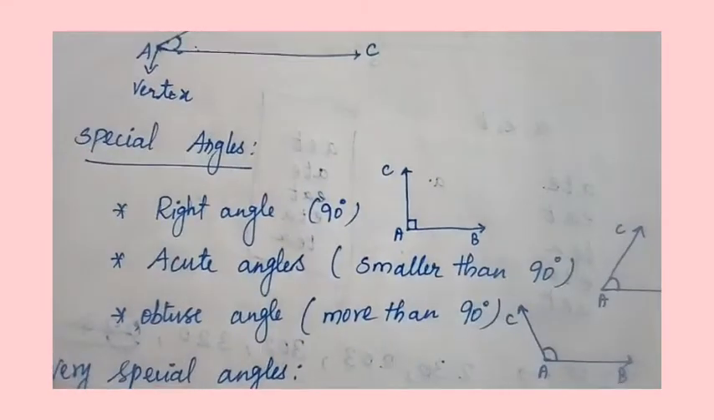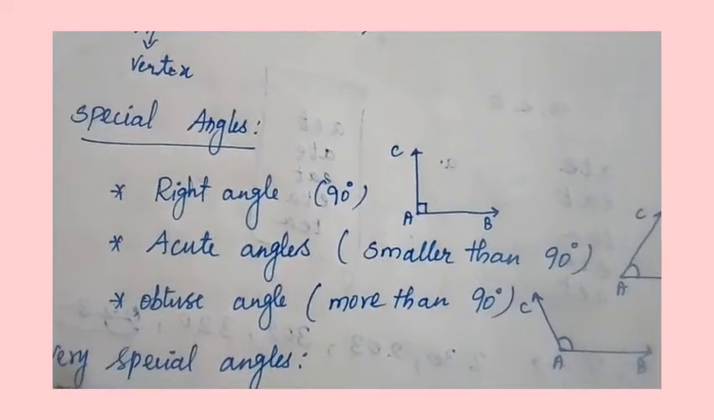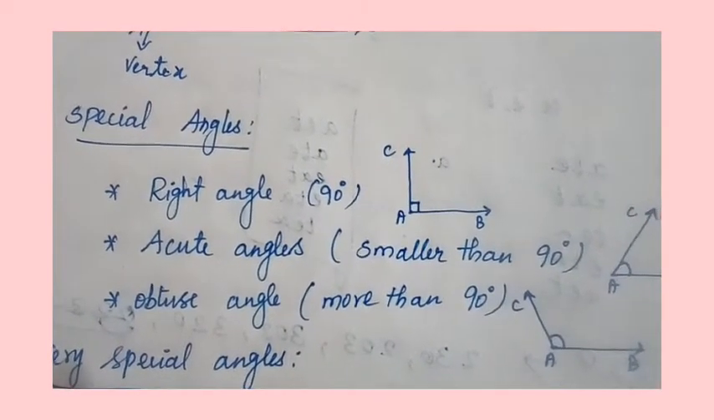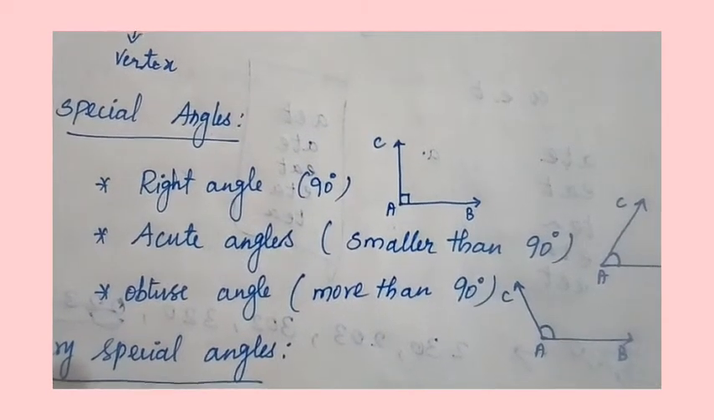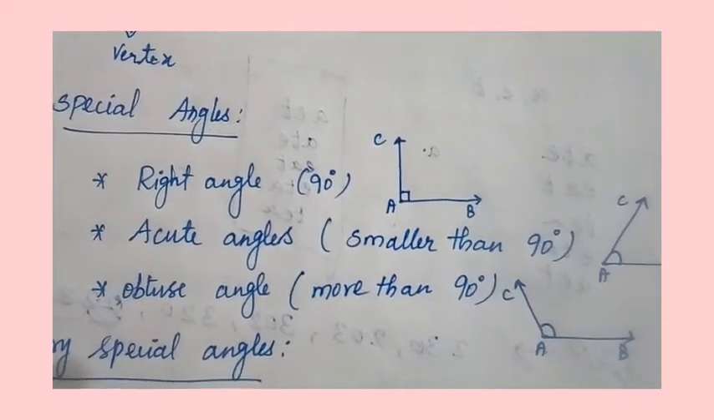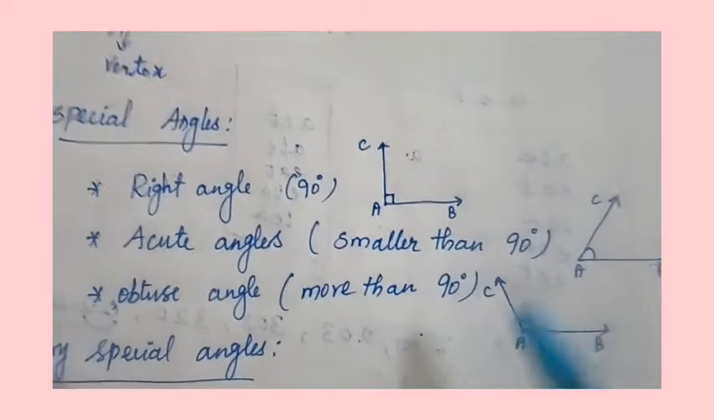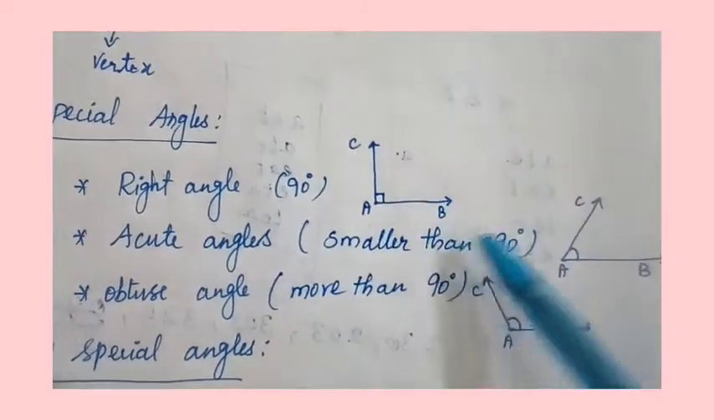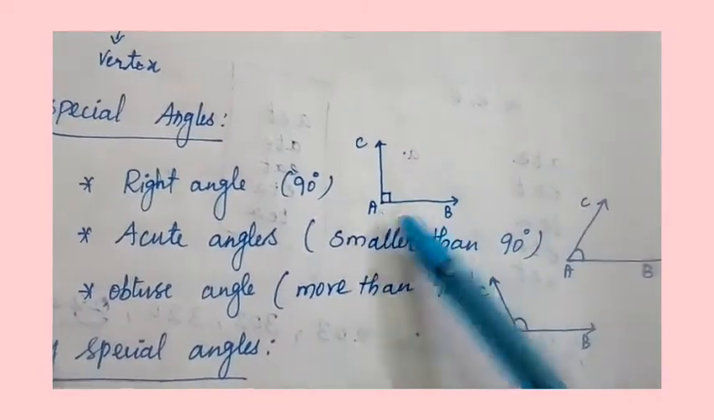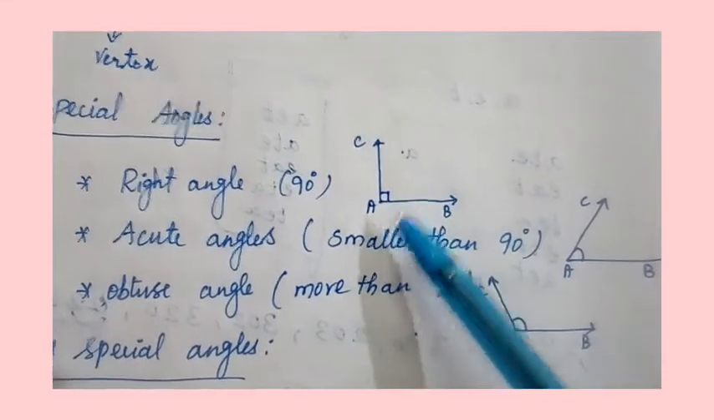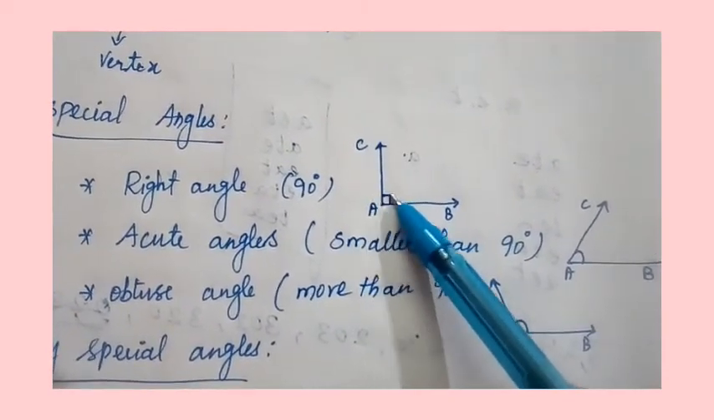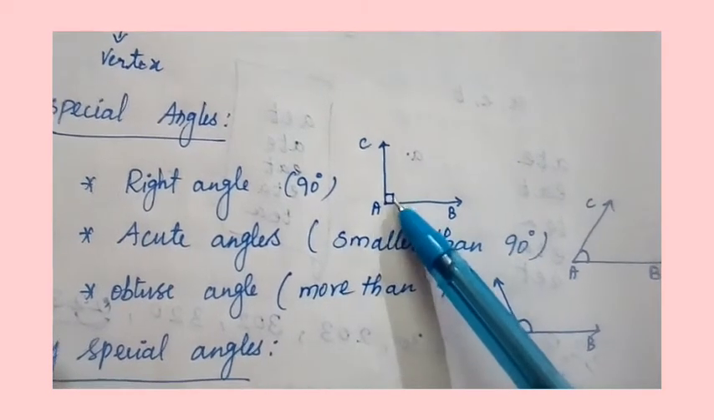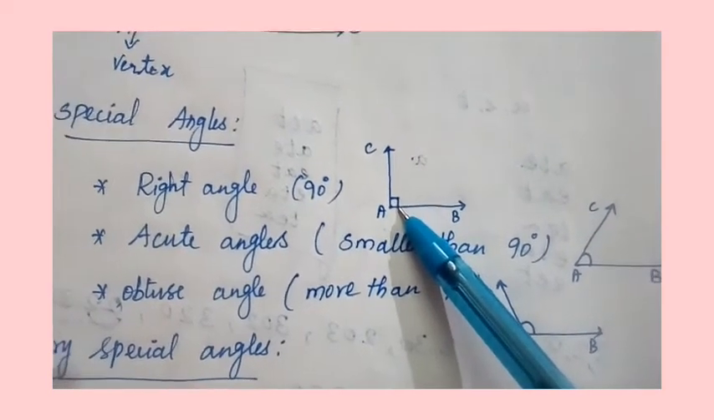Now, special angles. What are the special angles? Right angle, acute angle, obtuse angle. How do you identify a right angle? It is exactly 90 degrees. See this picture, it is denoted by 90 degrees. This is a horizontal line, this is a vertical line. These two meet at 90 degrees. For 90 degrees alone, we use this square box.